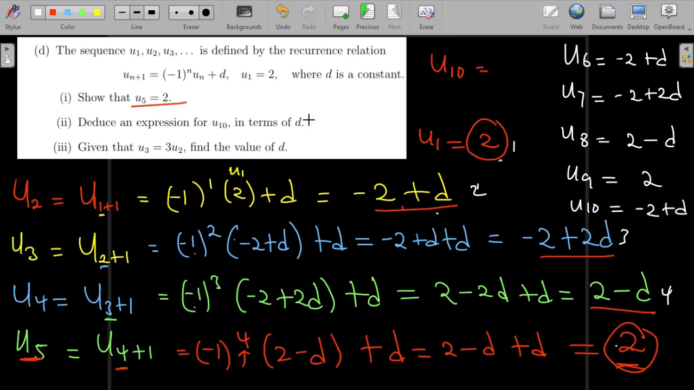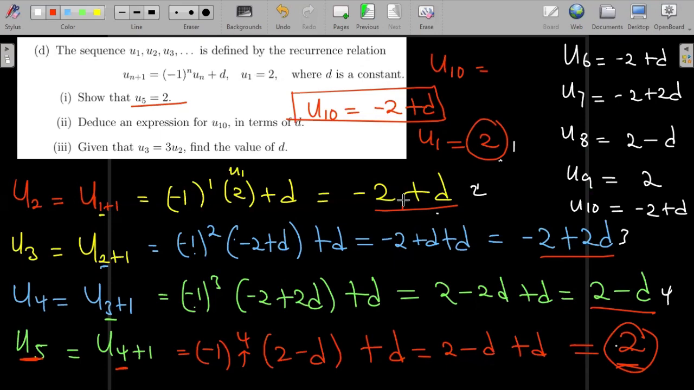So if we're evaluating U10 in terms of D, that will just give us what? Minus 2 plus D. So we follow patterns here. So that is our U10.